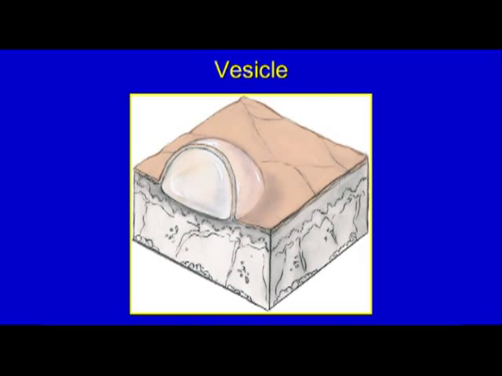Now a vesicle is a fluid-filled lesion, and I think of vesicles for a child that might have chicken pox, who would have a little bit of fluid under it, or maybe someone with exposure to poison ivy might have a little bit of fluid underneath it.